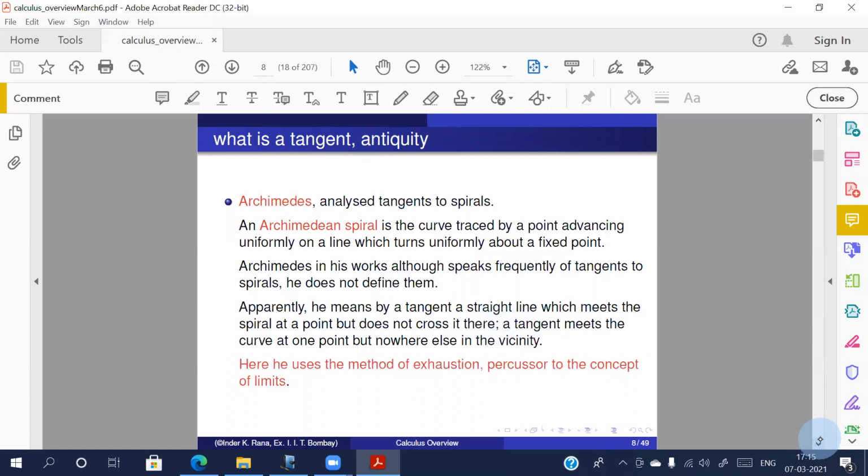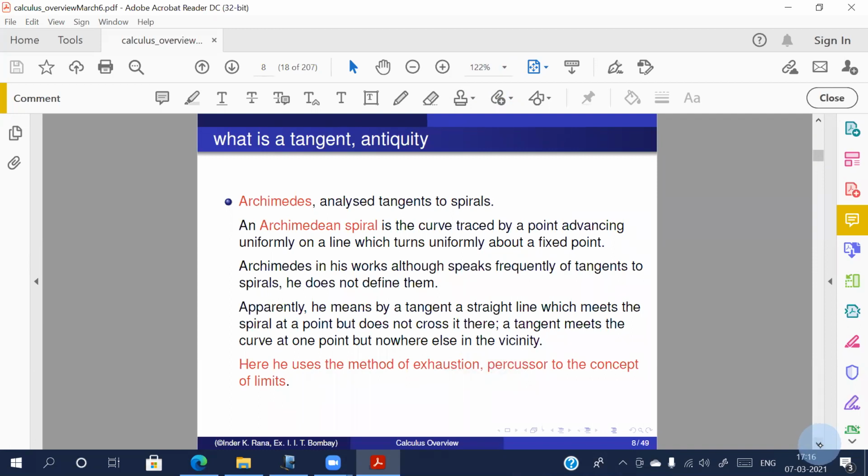By then there was a method of exhaustion proposed in Greek mathematics, which is a precursor to the concept of limit. We will use that later. We'll come to that again later on. So he used something called this. When we talk about the history of integration, right.